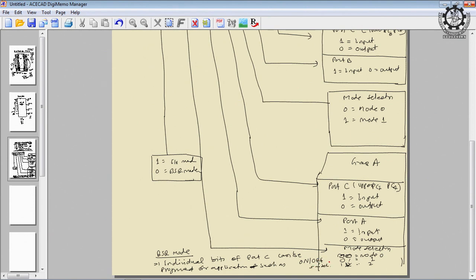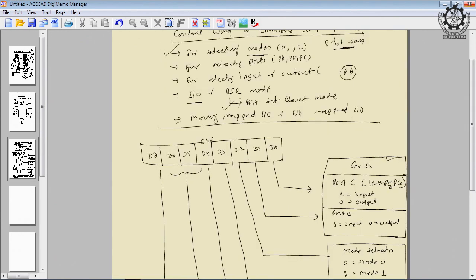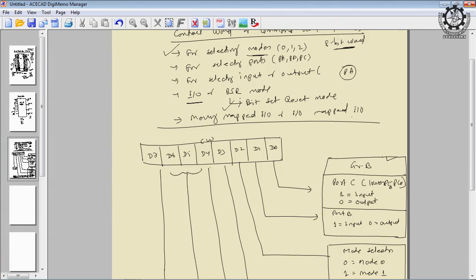So, okay. This is the control word for 8255. So, it is an 8-bit control word, D0 to D7, and the meaning of each bit field of this control word is very clear. You can see group A control, group B control. The total ports are divided into 2 groups, group A and group B, with the 3 ports, port A, B, C.